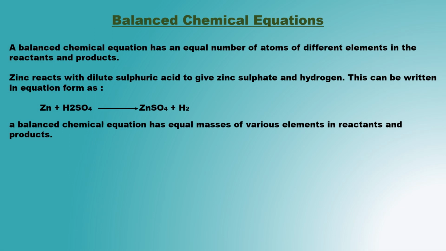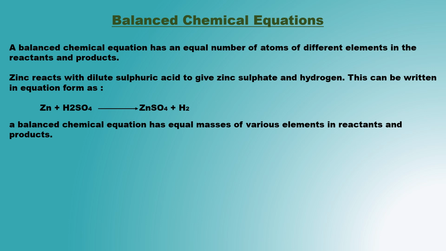Balanced chemical equations. A balanced chemical equation has an equal number of atoms of different elements in the reactants and products. In other words, a balanced equation has an equal number of atoms of the different elements on both the sides.